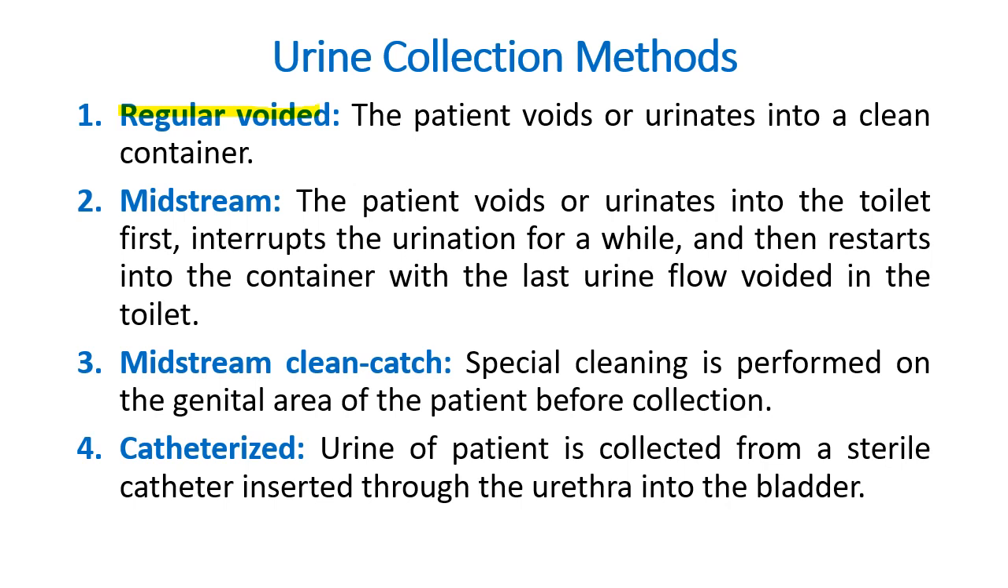We have regular voided, the patient voids or urinates into a clean container. Midstream, the patient voids or urinates into the toilet first, interrupts the urination for a while, then restarts into the container with the last urine flow voided in the toilet. Midstream, clean catch naman. Special cleaning is performed on the genital area of the patient before collection. Catheterized urine of patient is collected from a sterile catheter inserted through the urethra into the bladder.